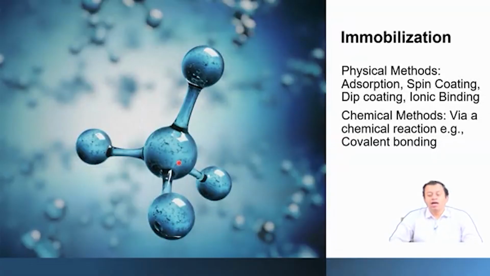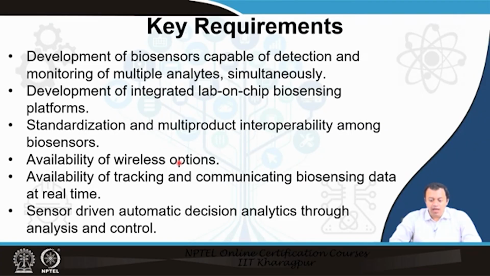You can immobilize your analyte using adsorption, spin coating, or covalent bonding. The requirement for a biosensor is that it is able to detect multiple analytes simultaneously. It can create a lab on chip platform, and it can have IoT and communication biosensing.